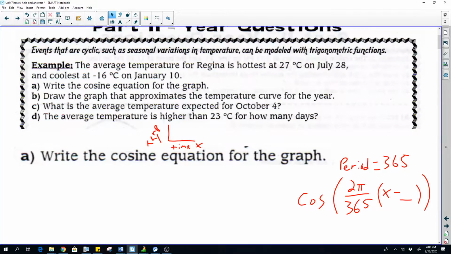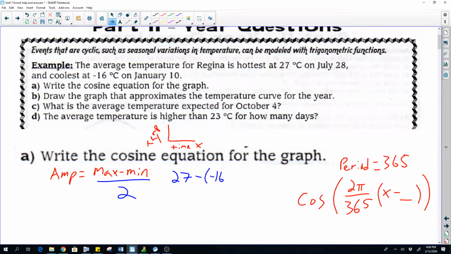Okay, so let's take a look here. We need to do some conversions. First we can go ahead with our highest and lowest temperature. To find the amplitude, do you remember this part? You've got to memorize these formulas. It's the maximum minus the minimum, all divided by 2. So our hottest is 27 degrees, minus our coolest, negative 16 degrees, all divided by 2.